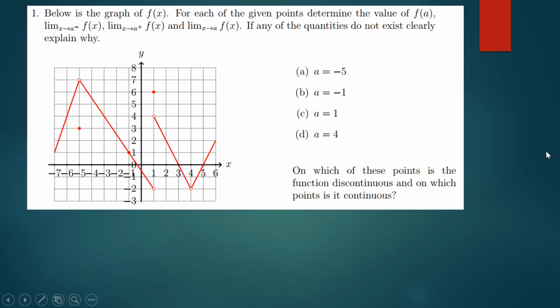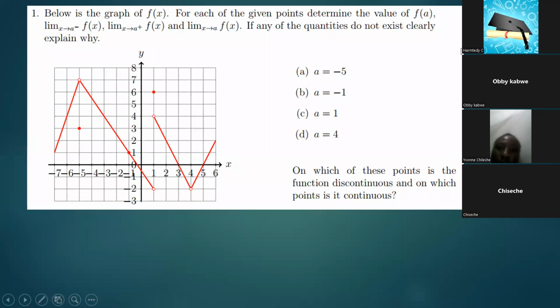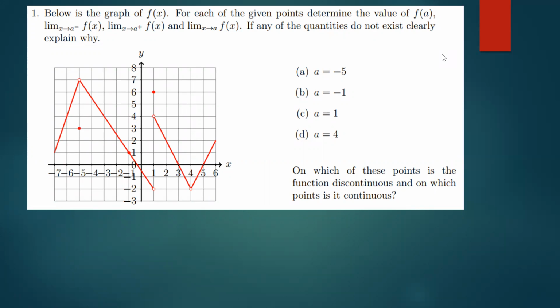So this is your first question from your tutorial sheet. Tonight we'll probably just do 2 questions, that is question 1 and question 2. Then tomorrow when we meet, we'll do at least 3 or 4 questions. I want that by the end of this week, we can finish the whole tutorial sheet. So let's quickly begin.